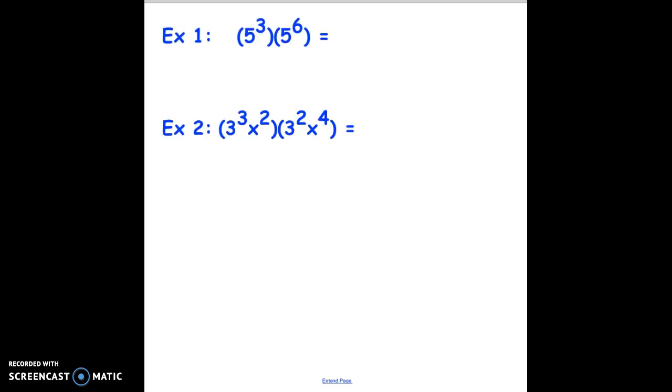Let's try a couple examples of this. I've got 5 cubed times 5 to the 6th. Again, my base is going to stay the same. I'm not changing anything with that. Here I've got 3 5s, here I've got 6 5s, so altogether I've got 3 plus 6, or 9 5s. So that's 5 to the 9th power.